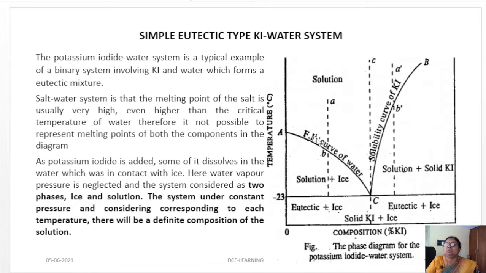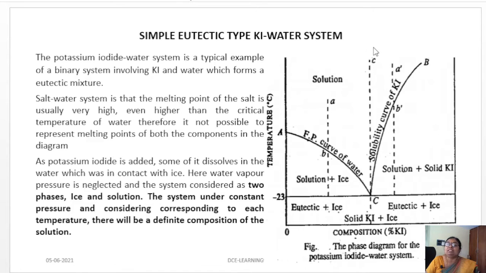from the solution. This AC curve is also monovariant because of the equilibrium between solution and ice. Likewise, the solution and solid potassium iodide are in equilibrium with each other along BC. Therefore these two curves are monovariant.